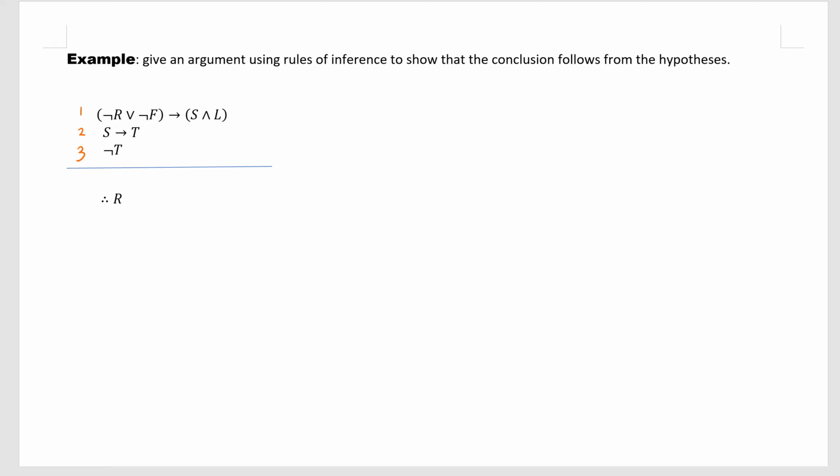So S implies T. This is line 4. S implies T, but not T. Remember, the contrapositive is not T implies not S. So not T is happening, therefore not S. And this is from line 2 and 3. And we are using what rule? We're using modus tollens. Okay, everybody?